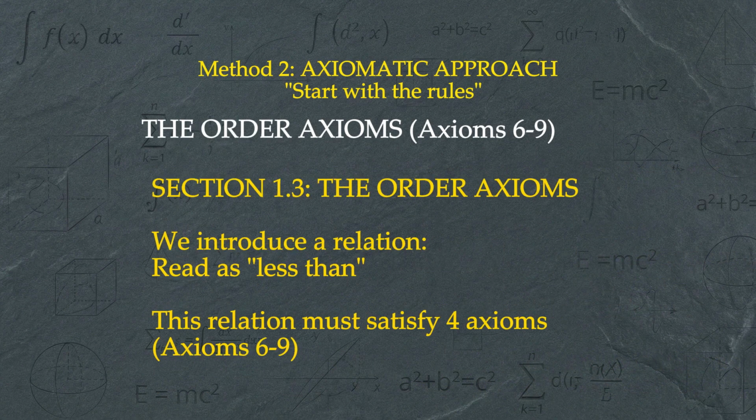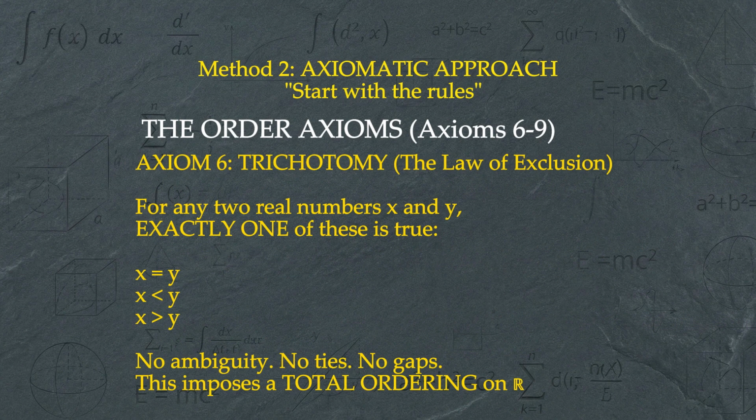We assume the existence of a relation, denoted by the less than symbol. This relation must satisfy 4 specific axioms that govern how numbers can be compared. Axiom 6 is called trichotomy, and it's the most powerful tool in our arsenal.